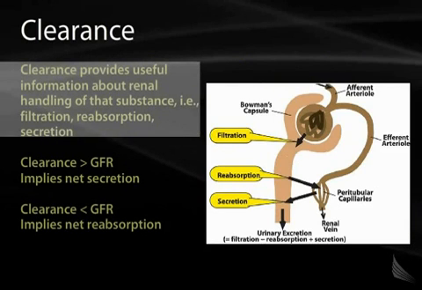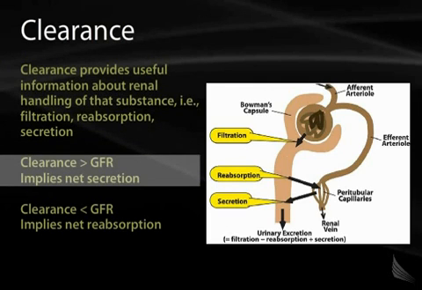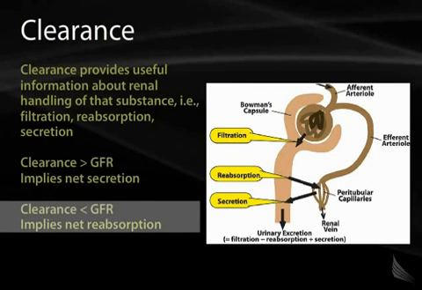The clearance of a substance provides useful information about how the kidneys handle that substance. Is it filtered completely? Is it filtered and reabsorbed? Filtered and secreted? If the clearance of a substance is greater than the GFR, it implies that the clearance must be dependent not only on filtration, but there also must be secretion. However, if the clearance of a substance is less than the GFR, it implies that of all that is filtered, a portion is then reabsorbed.